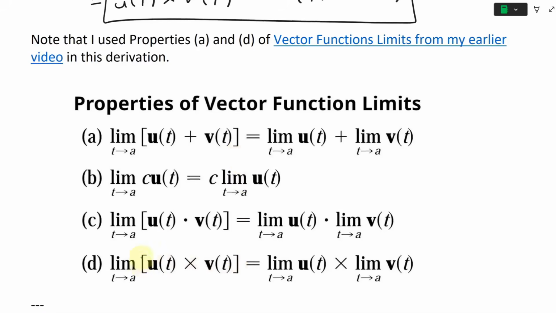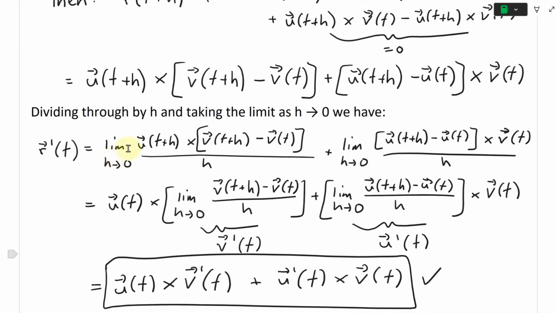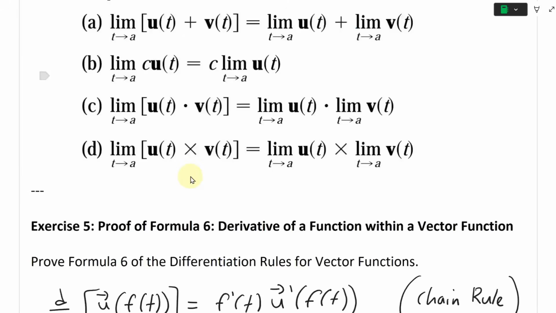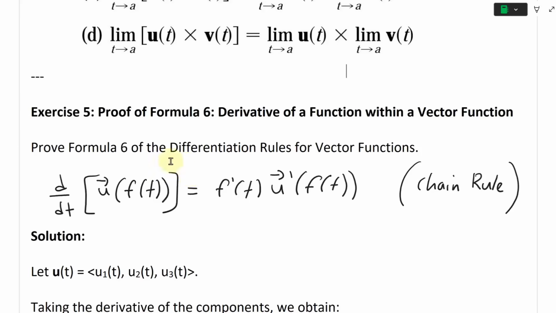And that's pretty much what I did over here. I took a limit of this cross product, and I just took the limit inside and put the h inside. This one here has no h, so I just separate that, and then I can set up the definition of vector function limits for these two, and so on. So that's quite epic stuff. All right, so now let's take a look at exercise 5, and that's proof of formula 6.